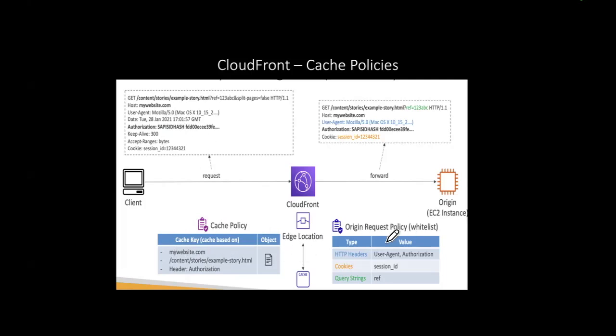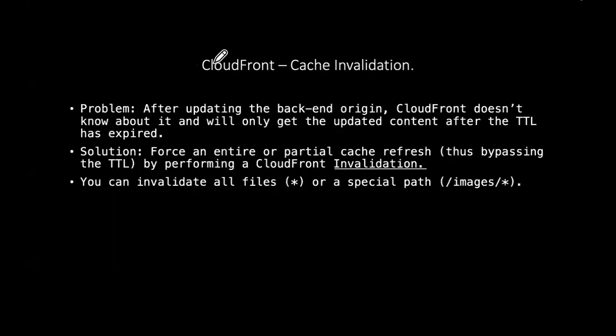In the origin request policy, I'm telling it, these are the things that you need to include in the request from the edge location server to the backend origin. You only need to include these. Anything else you can leave out from the source request if you like. Okay, interesting, but not relevant to the assignment.